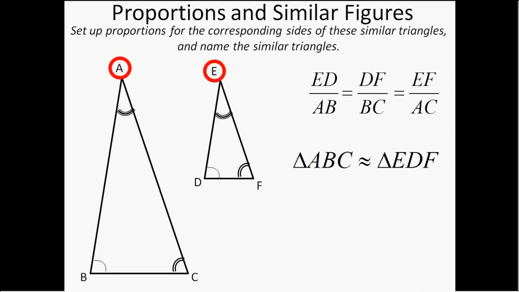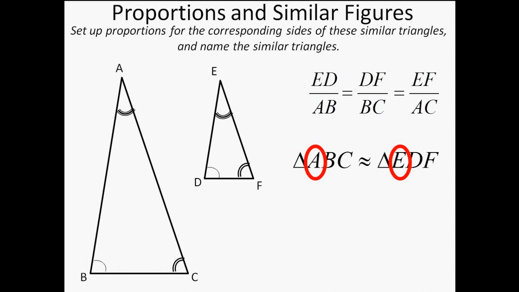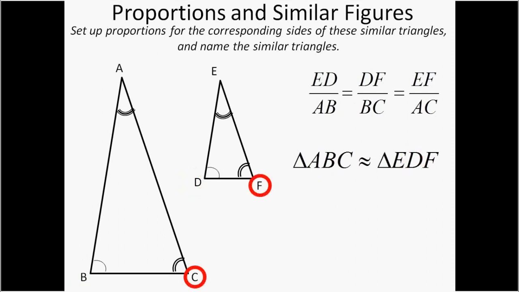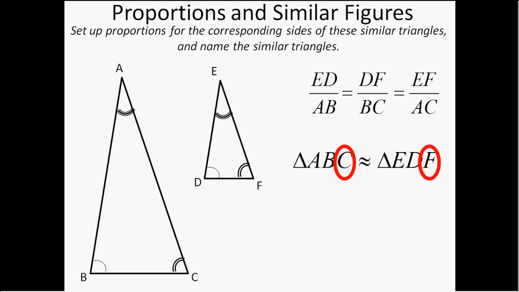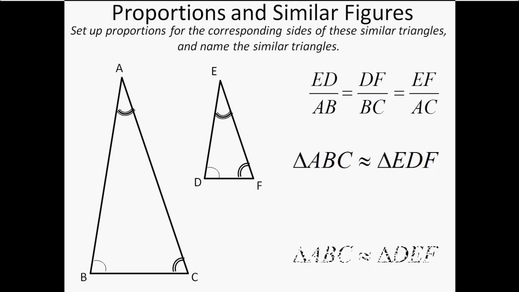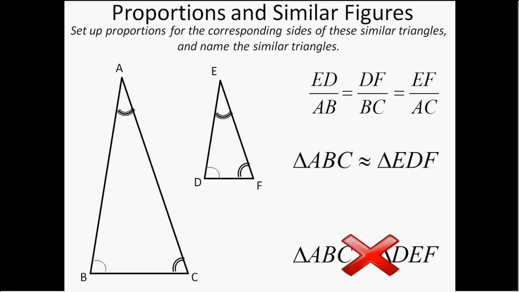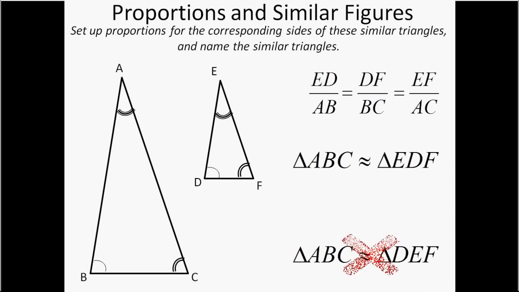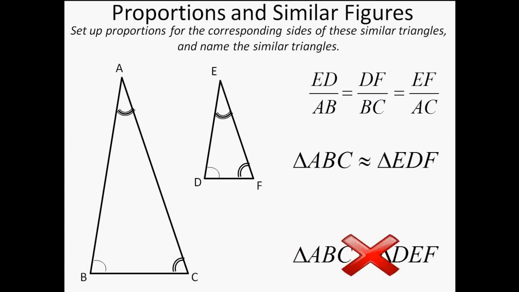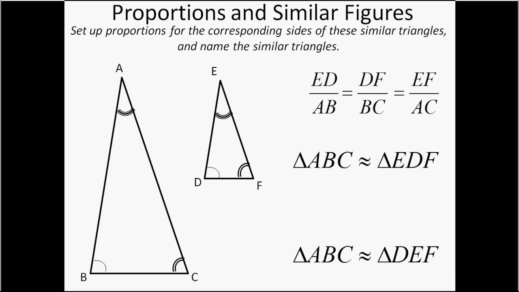Notice how A and E are the first pair of points listed. B and D are next. C and F are the last ones. They're named by their corresponding corners. A lot of kids would want to just use alphabetical, and sometimes you can, but in this case, you cannot say that ABC is similar to DEF because A does not correspond with D and B does not correspond with E. C and F correspond, but those other pairs do not. So you can't say that ABC is similar to DEF.